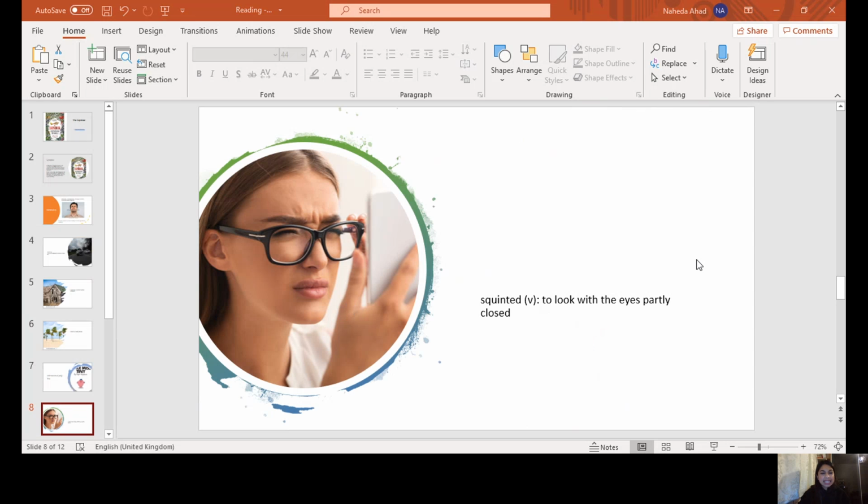Our next word is squinted, and Miss Ahad's doing the action right here. It's a verb, and that means to look closely at something with your eyes. In this image, this woman is looking closely at her phone, I think, or a notepad. You could also say in a sentence, the boy was squinting at the back of the room because he couldn't see the whiteboard. I want to see you try and do the action of squinting. So squint. Squinted.